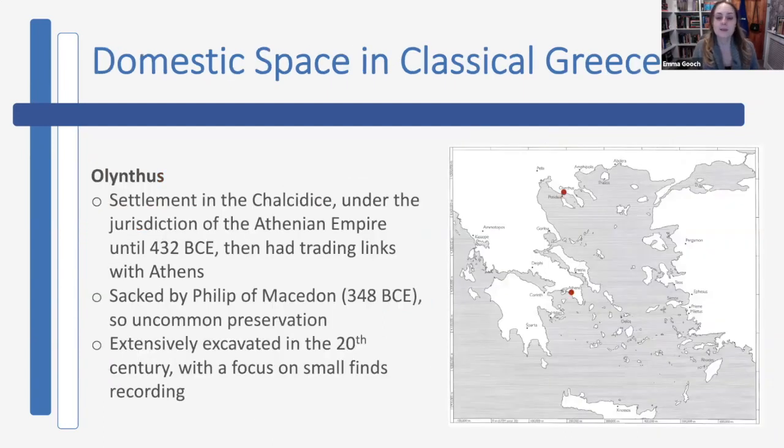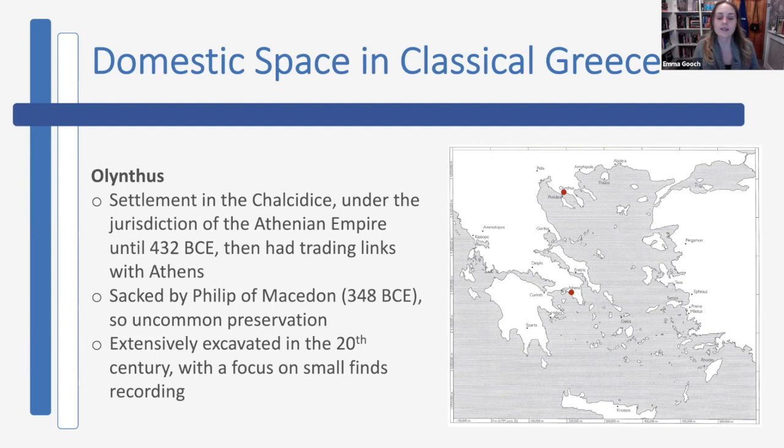Olynthus was a classical settlement in the Chalkidiki in northern Greece. Its location is indicated on the map to the right, with the location of Athens also marked. Olynthus was ruled under the jurisdiction of the Athenian Empire until 432, and then it maintained links with Athens, including through trade subsequently. The city was sacked by Philip of Macedon during one of his campaigns into Greece in 348. The destruction and the consequent rapid desertion of the site resulted in exceptional preservation that is not the norm for Greece, where well-preserved houses are few and far between.